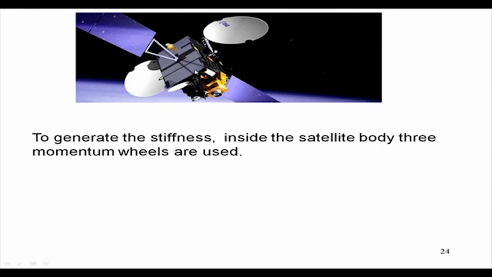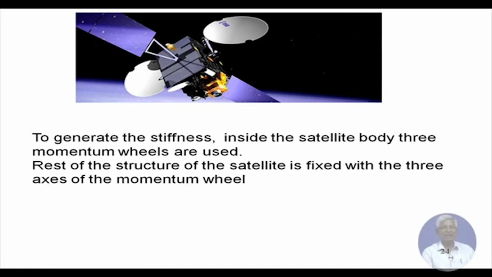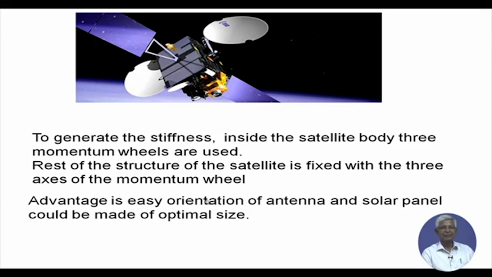So to generate this stiffness, we can think of another technique: inside the satellite body, 3 momentum wheels in 3 different perpendicular axes can be used, and they will maintain the 3 axis stabilization. The rest of the structure of the satellite is fixed with the 3 axes of the momentum wheel using the slip ring technique itself. An advantage is easy orientation.